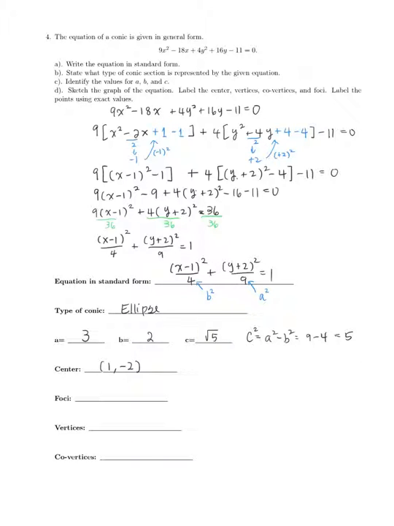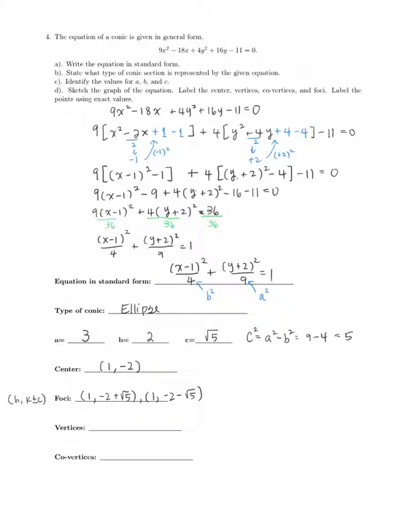Now the foci, the formula for that is what? Let me write it on the left-hand side. It's (h, k plus or minus c). So what we got is (1, negative 2 plus root 5) and (1, negative 2 minus root 5).